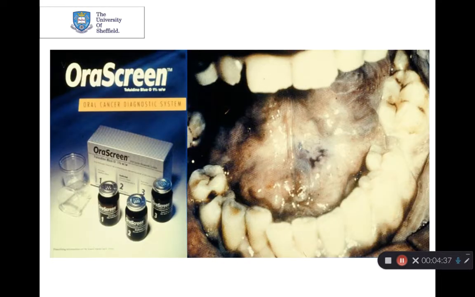One of the main issues with toluidine blue, of course, is that there are many other reasons why you might have more cells and more DNA within an oral mucosal lesion. For example, in lichen planus, there are lots of lymphocytes there, they stain, and so the main problem with a stain of the oral mucosa was that it was not particularly sensitive or specific.